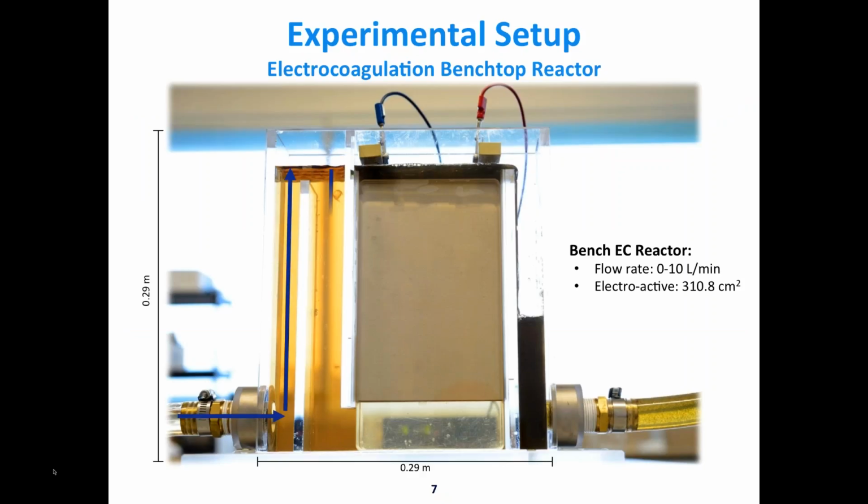How it works is water enters through the baffled inlet and then up and over into the electroactive area of the reactor, and then out a baffled exit, and then out the outlet tube. This could accommodate flows of up to 10 liters per minute and had an electroactive area of 310 centimeters squared, and that's for one electrode.